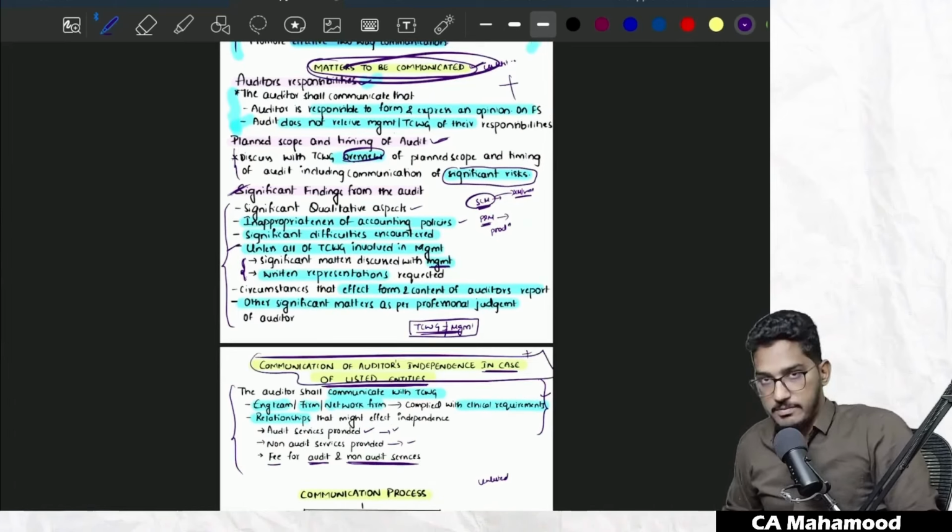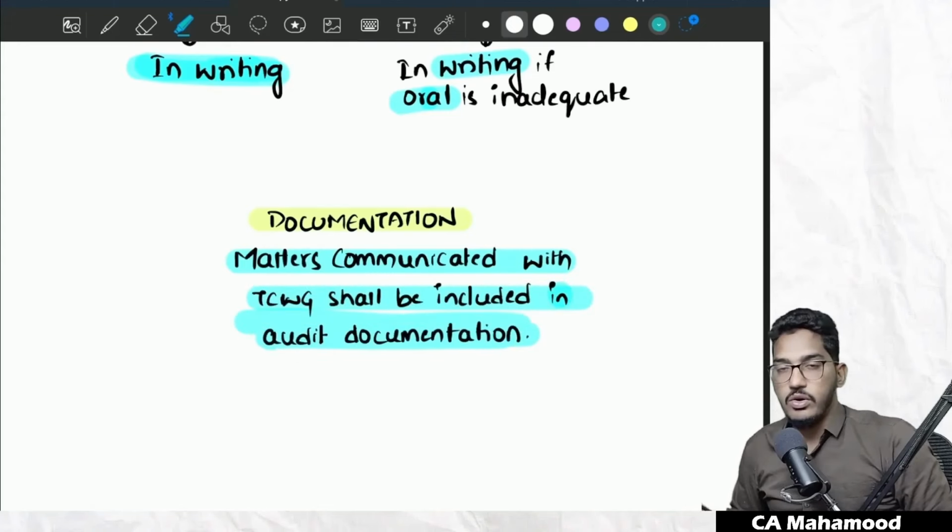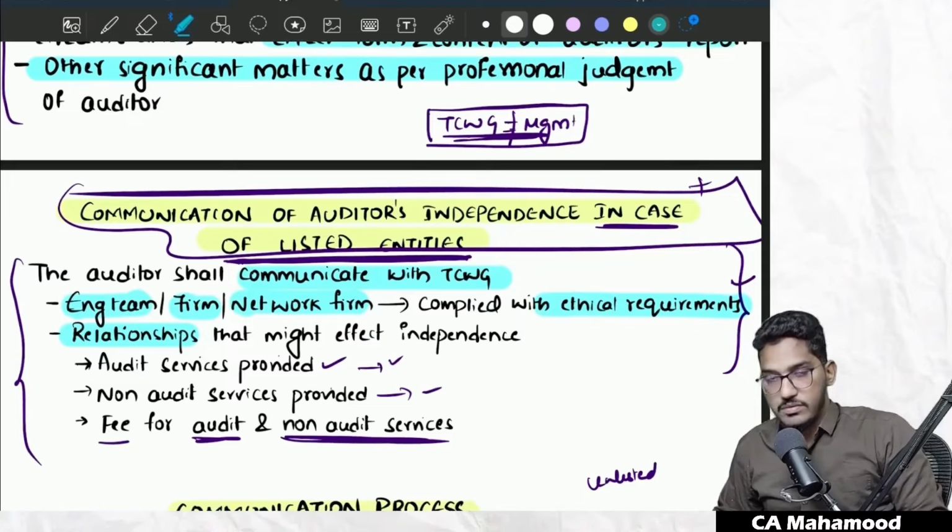Clear? And whatever matters you are communicating with those charged with governance, everything should be included as a part of your audit documentation. Clear and comfortable? So this is what regarding SA 260. What matters are required to be communicated, what should be the communication process, and the matters which you have communicated should be included in the audit documentation as well. Clear? So with this we are done with SA 260.